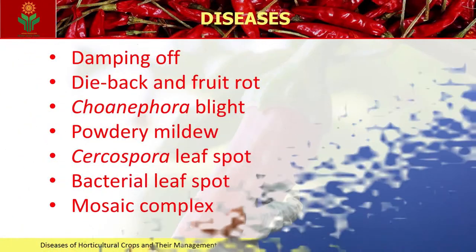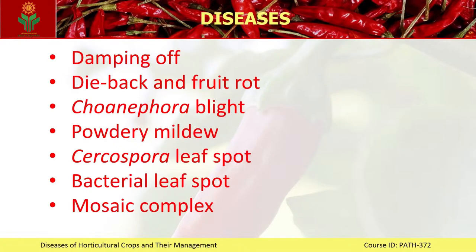However, the production of chili is gradually reduced because of a number of biotic constraints, and among the different biotic constraints, the diseases caused by different fungi, bacteria and viruses are of utmost importance. So, today we'll be discussing different diseases caused by fungi, bacteria and viruses.